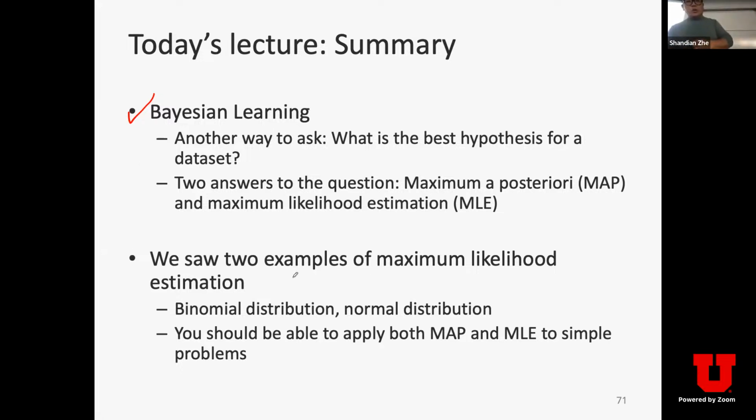And we also saw two concrete examples of maximum likelihood estimation. One is based on a binomial distribution. The other is based on a normal distribution. Those two distributions are commonly used to deal with binary observations and continuous observations. And after this discussion, we expect that you'll be able to apply both MAP estimation and MLE, maximum likelihood estimation, to simple problems. Okay, any questions so far?